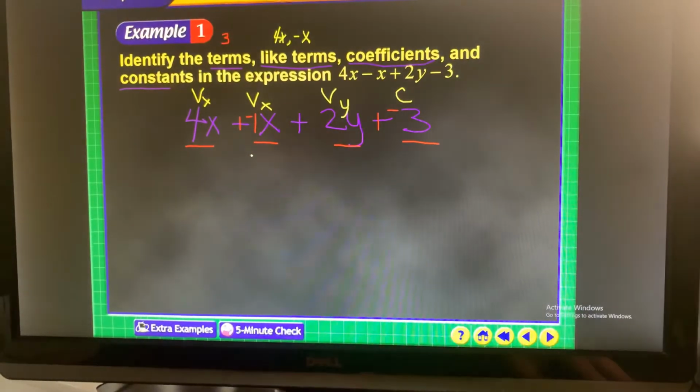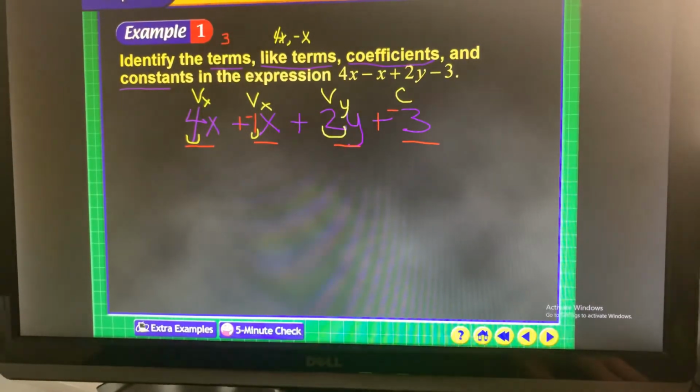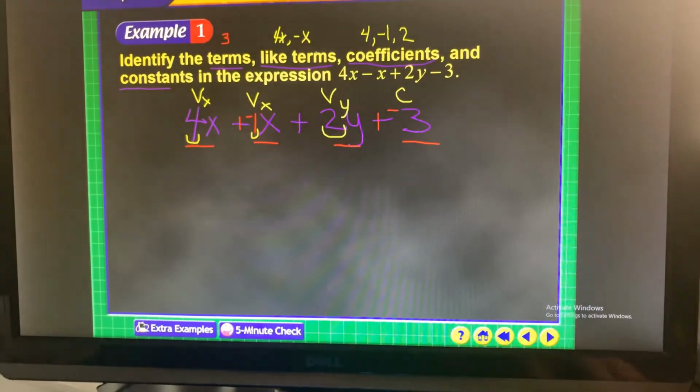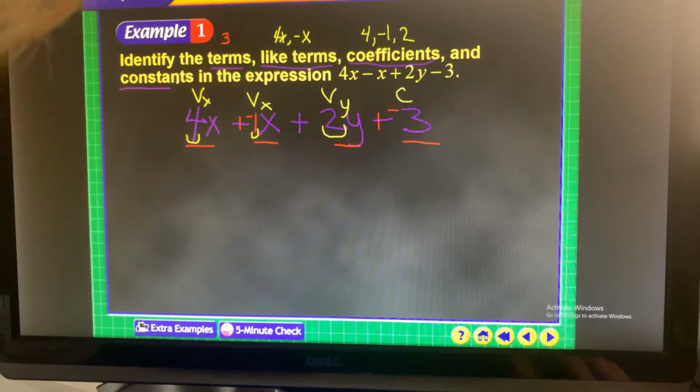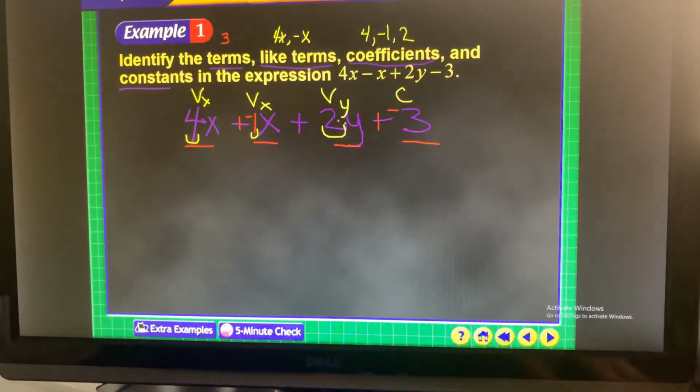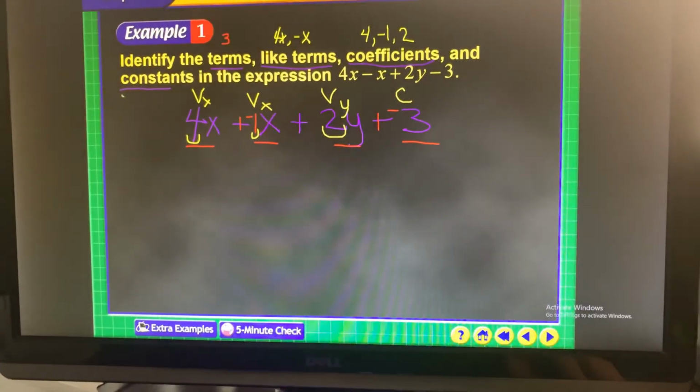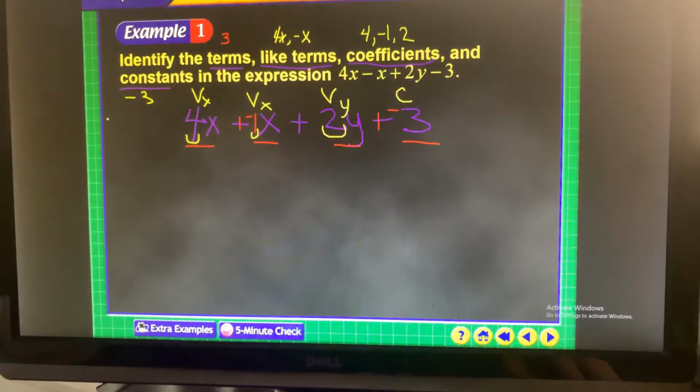Coefficients are the numerical value before the variable. So your coefficient is here, here, and here. This doesn't have a variable, so it's not a coefficient. So in this case, your coefficients would be 4, negative 1, and 2. And lastly, the constant. The constant is just the number that doesn't have a variable to make it vary. So it's right here. It's the number that has no variable by it. So the constant in this case is negative 3.